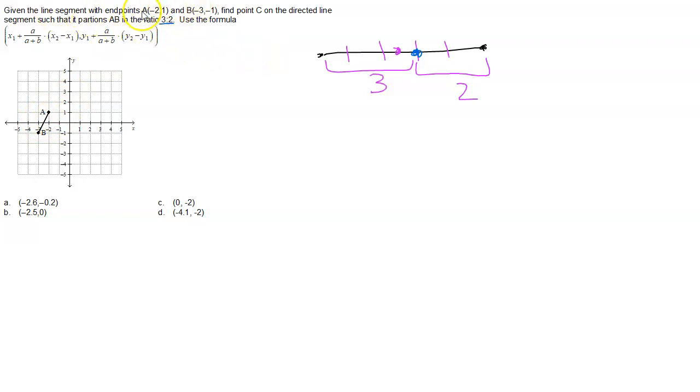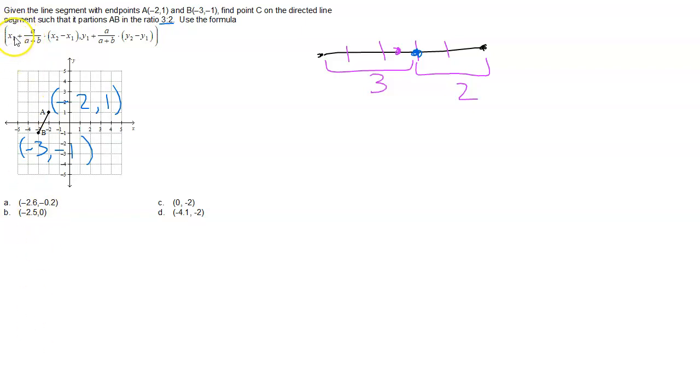So the questions will give you the endpoints. It'll tell you what A is and what B is. So A is (-2, 1), and B is (-3, -1). Then it will say to find C so that it's partitioned in this given ratio, and the formula itself will be included. Now it's a pretty long formula with a lot to plug in, but once you plug it in, we just need to simplify.